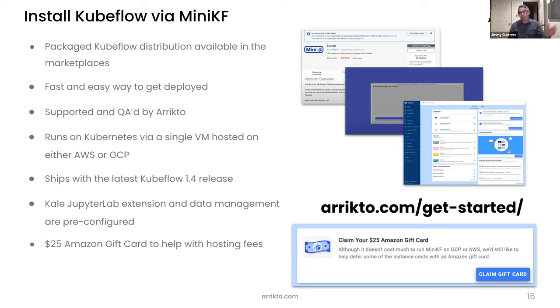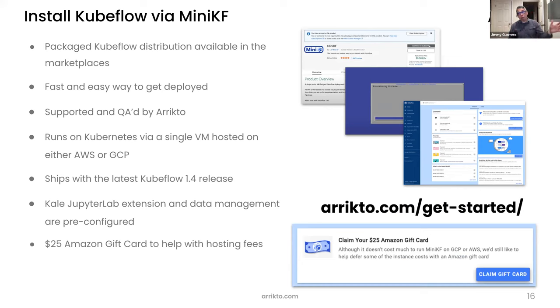Now, as Trevor was mentioning, this all sounds fantastic. How do I get started? You basically have two paths to get to Kubeflow. One is you can use a package distribution. So Arrikto has one, IBM has one, Amazon has one, Microsoft has one, Google has some. Some are complete, some are incomplete, some have old versions, some have the latest versions. Your mileage kind of varies a little bit, depending on what package distribution you choose.